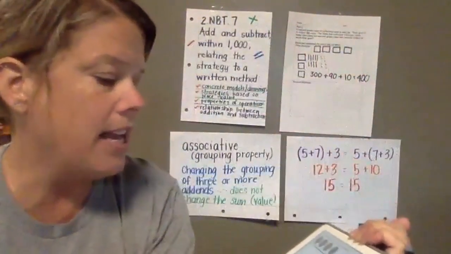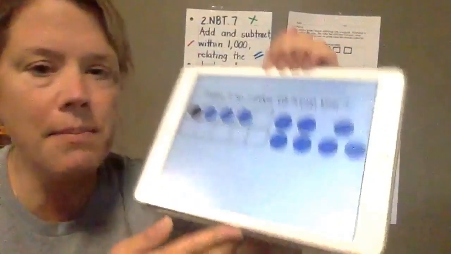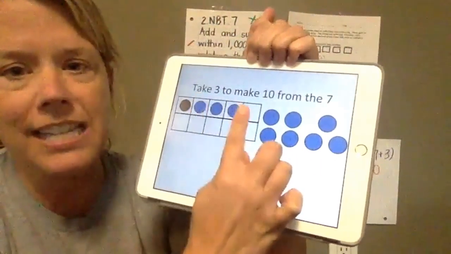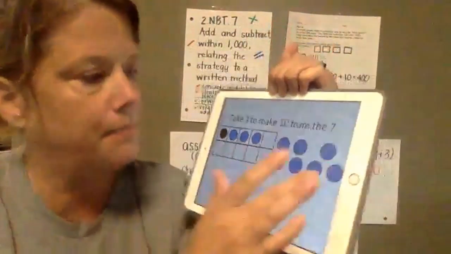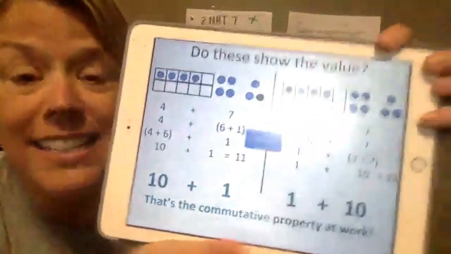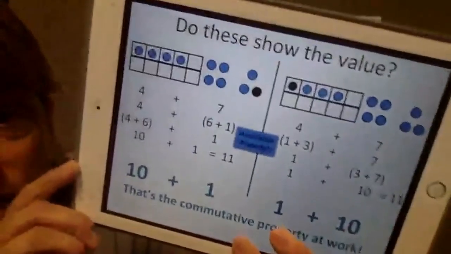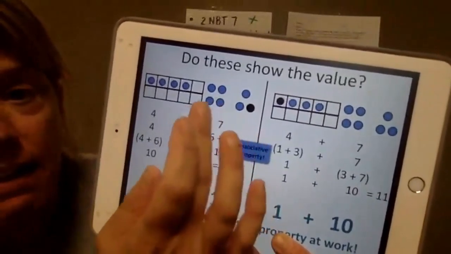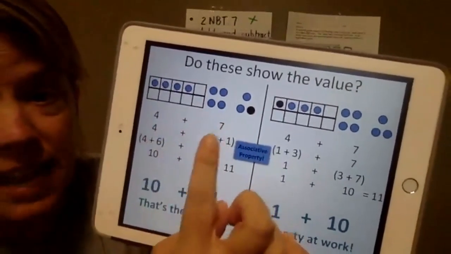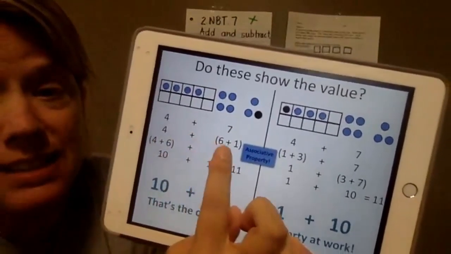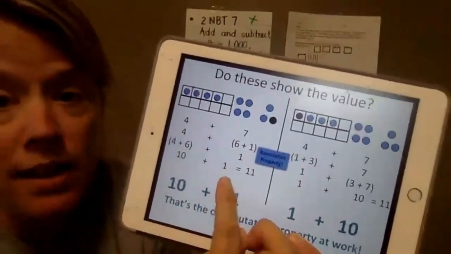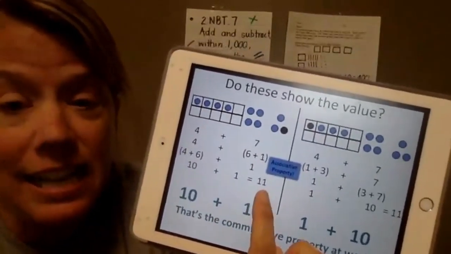But what if somebody looked at it like this? What if somebody said, well, I know I have 7 here, so I want to take these 3 and put them over here with the 7. Can they do that? Yes, that's the associative property. I got this, Miss Street. That's the associative property. So the first time we had 4 plus 7. So then we said 4 plus 6 plus 1. And so 4 plus 6 is 10, plus the 1 is 11.